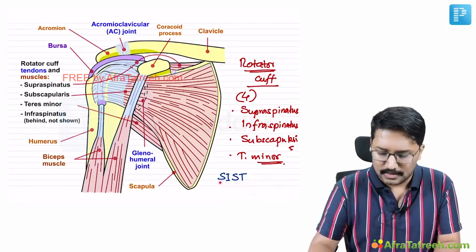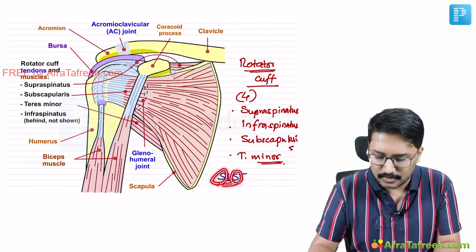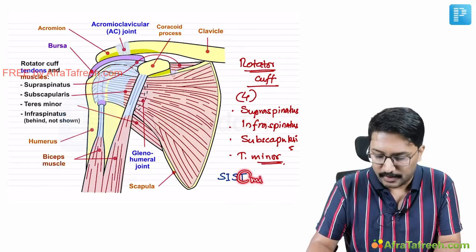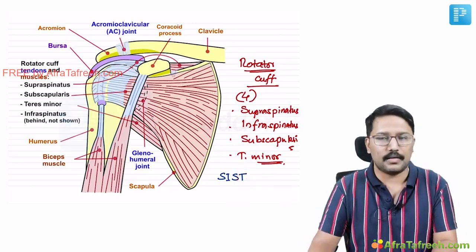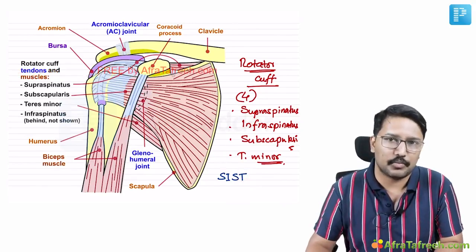So what are the components? S stands for supraspinatus, I stands for infraspinatus, another S stands for subscapularis, and the T stands for teres minor, your minor sister, right? And these are the components of the rotator cuff. That's the first point we have to understand from the anatomy of the shoulder joint.